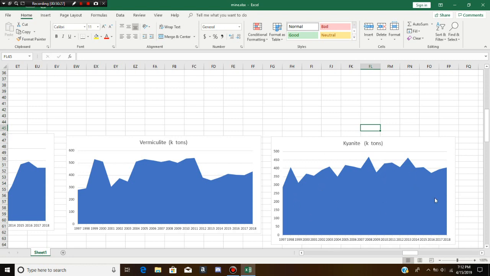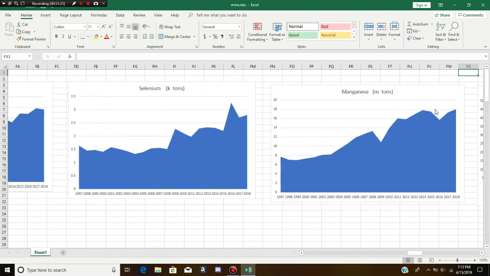And it's kind of stayed in this plateau range, jagged and bumpy as it may be, around 400,000 tons per year. Kyanite is used as a heat-resistant building material, which means it's particularly used for the interior walls of furnaces, blast furnaces, combustion chambers of power plants. Manganese production still increasing, up around 18 million tons per year.